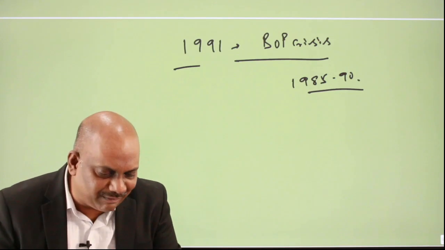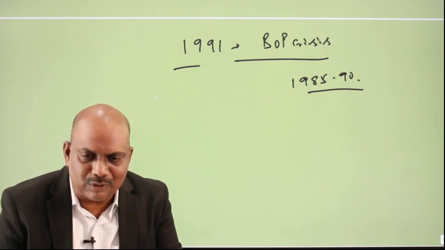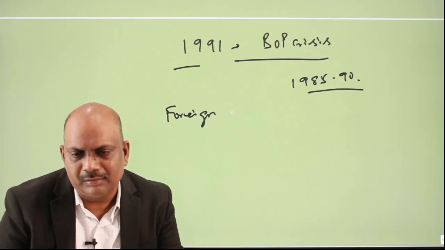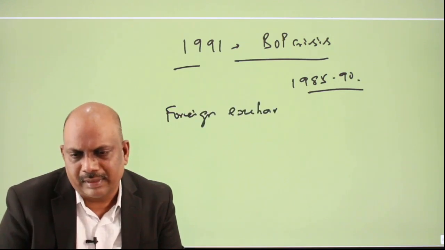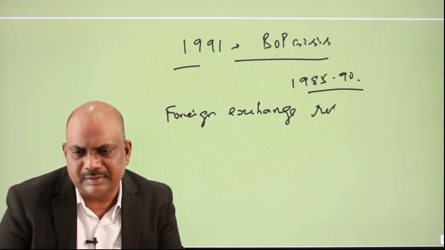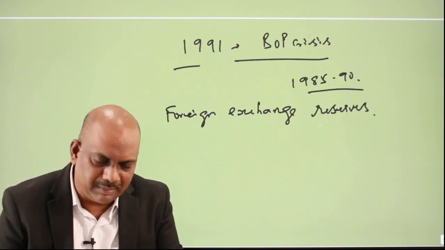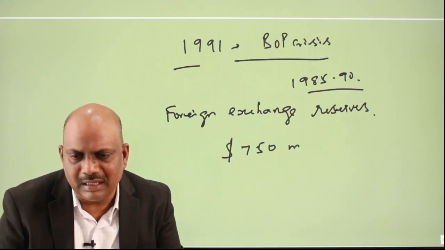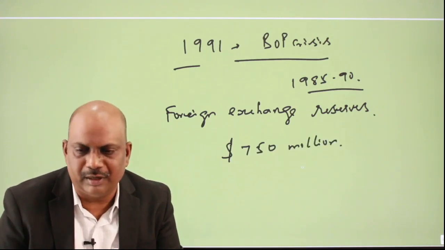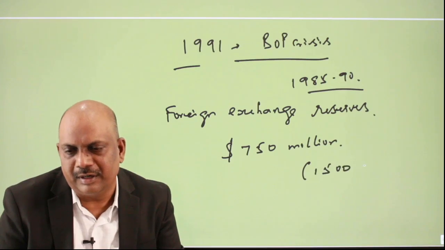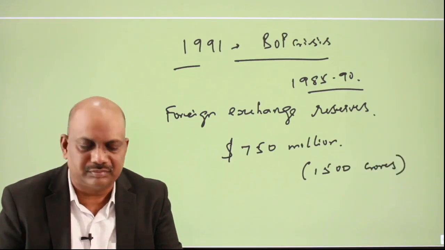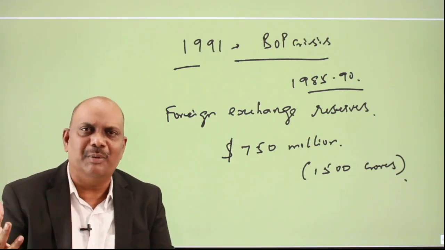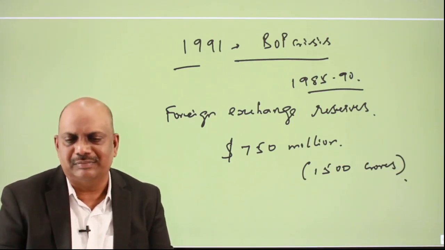There was a time when our total foreign exchange reserves became just 750 million, roughly around 1,500 crores. With this, we could import for only the next 14 days.